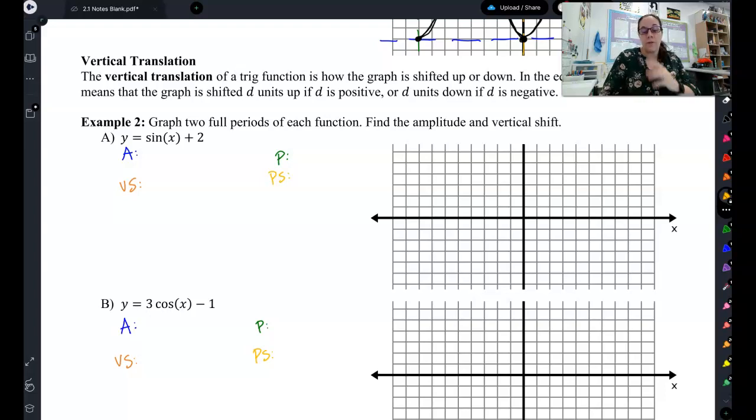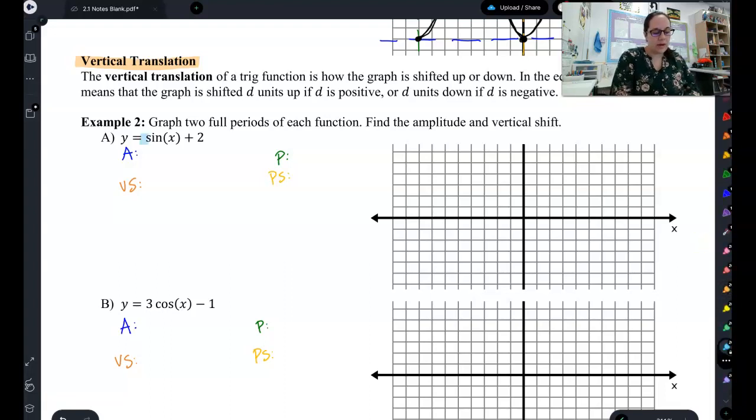Let's talk about the vertical shift. Now, vertical shift, aka vertical translation, those are the same things. A vertical shift happens by adding and subtracting numbers on the outside of the equation. So let's do an example here.